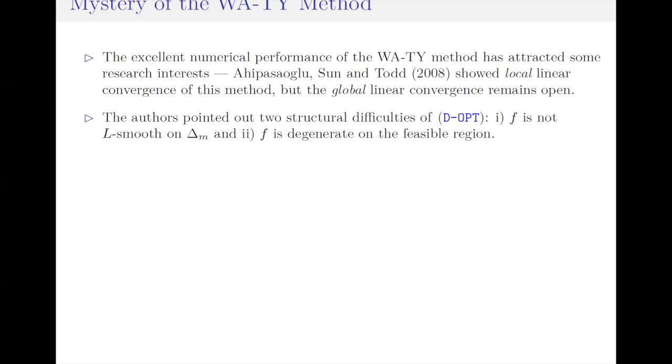So there were two structural difficulties of this method. The first one is that M does not have a Lipschitz gradient on a constant set. And the second one is that F is degenerate on the feasible region, because the linear operator is non-invertible, so the Hessian is not positive definite. So those are basically the two structural difficulties of this problem.